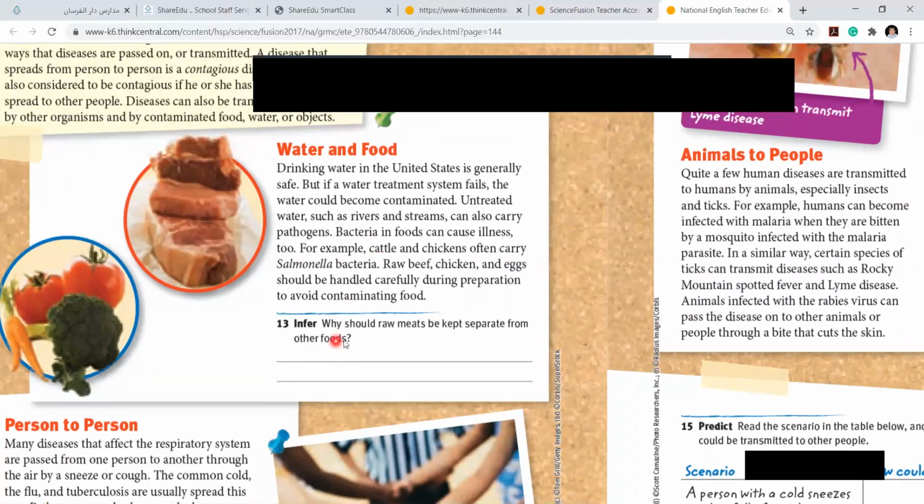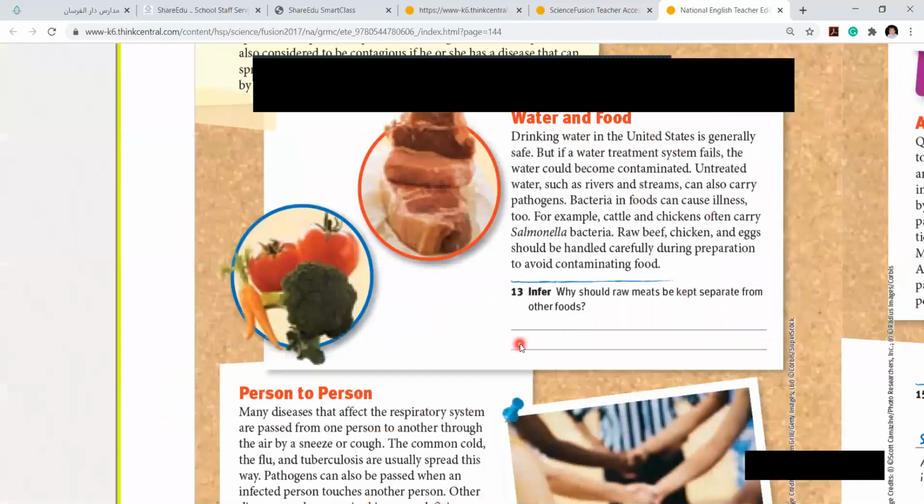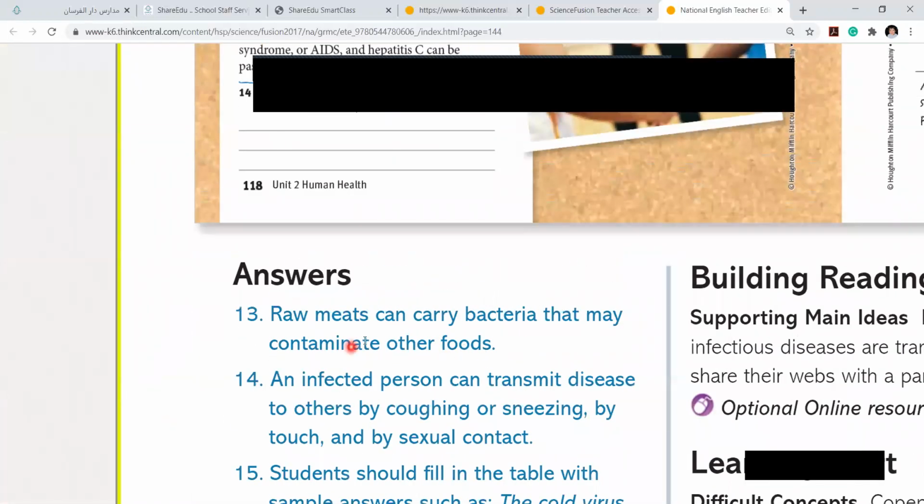Why should raw meat be kept separate from other food? Because raw meat can carry bacteria that may contaminate other food. Okay?